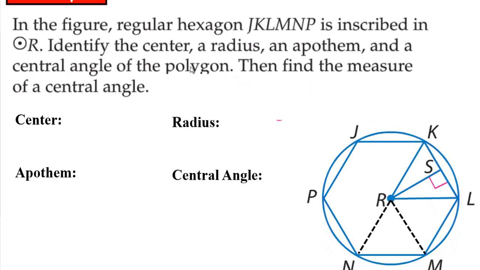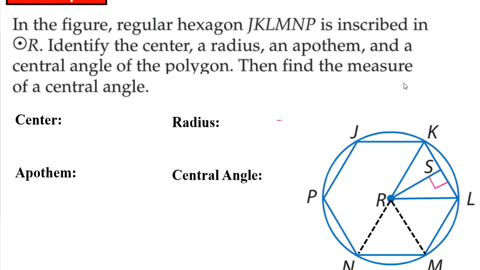We're going to practice just labeling and then finding some of these names. So in the figure below, a regular hexagon is inscribed. Inscribed means inside, with each of its vertices touching the edge of the circle. Inside of circle R. That's a symbol for a circle if you don't want to write out circle. Identify the center, the radius, the apothem, or any apothem, because there's a few, but there's actually only one marked here, and then a central angle of the polygon. Then find the measure of the central angle.